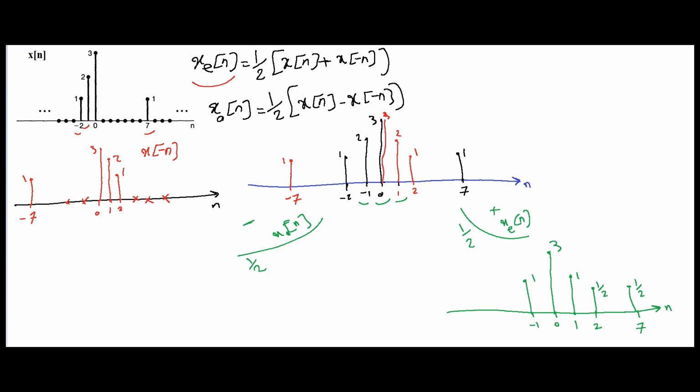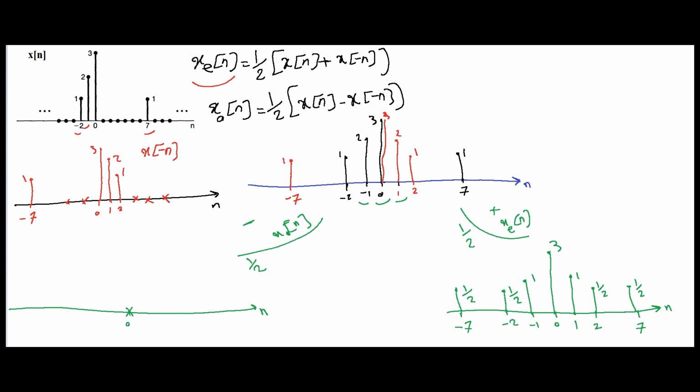Similarly, at n equals -1, the value is 1. At n equals -2, the value is 1/2. At n equals -7, the value is 1/2. Therefore, these samples form the even part of the signal. Next, let's determine the odd part.